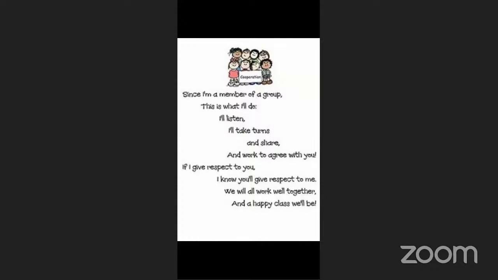I'll take turns. That's very important, children. You have to wait your turn. Now, when you go to show your books to the teacher, you have to wait until your turn comes, right? Without pulling and pushing. And share. But these days, you can't share things. And work to agree with you. That's another important thing, to agree with you, to listen to others, to respect the ideas of others.